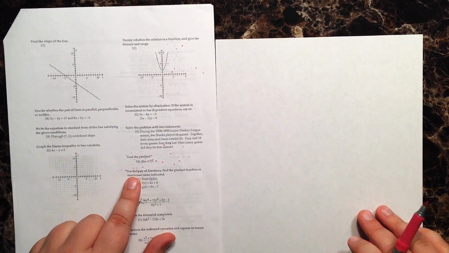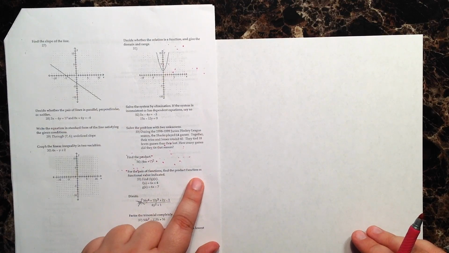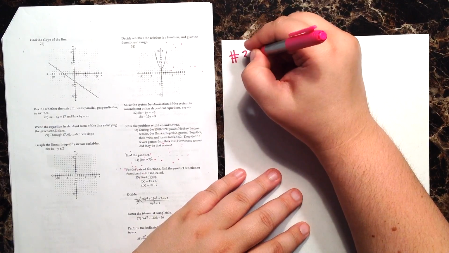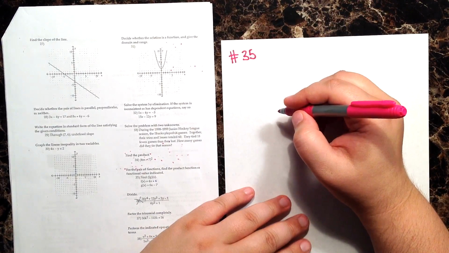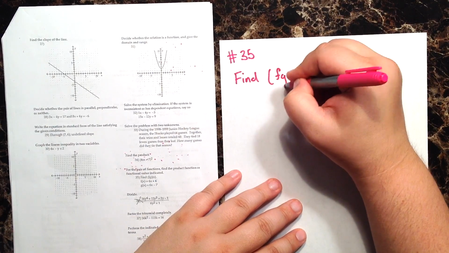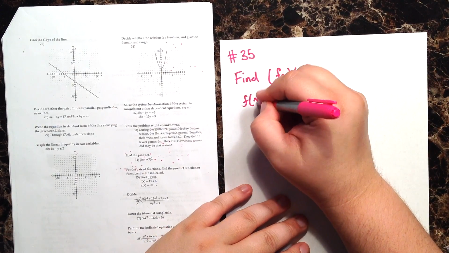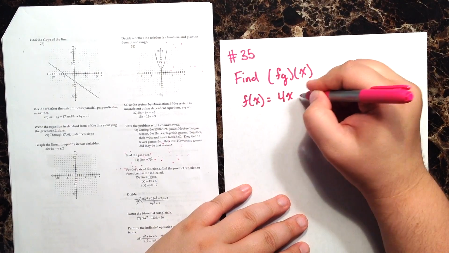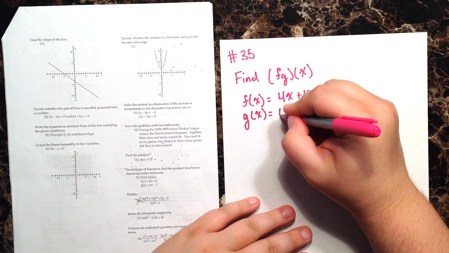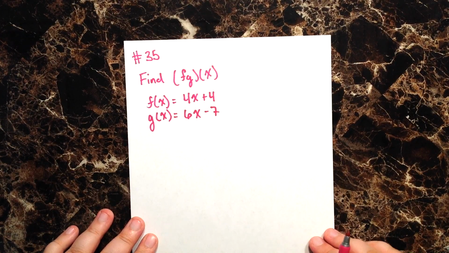All right, so the directions for number 35 are: for the pair of functions, find the product function or functional value indicated. They give us two functions and they want us to find f of g of x, and they tell us that f of x equals 4x plus 4, and that g of x equals 6x minus 7. All right, let's put that aside.